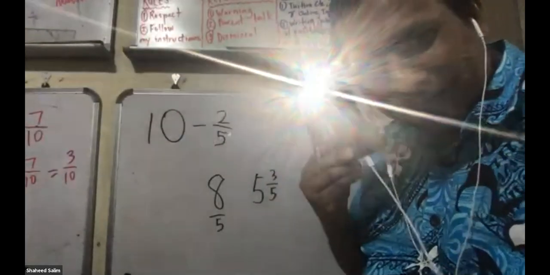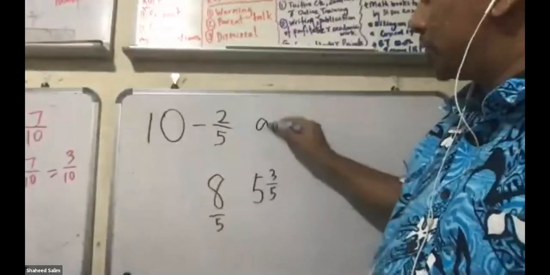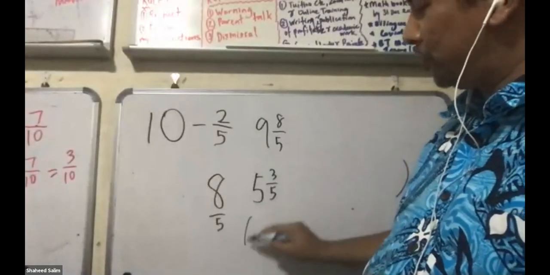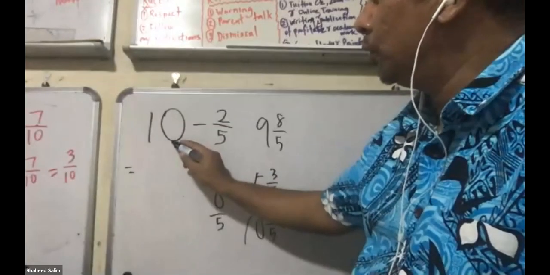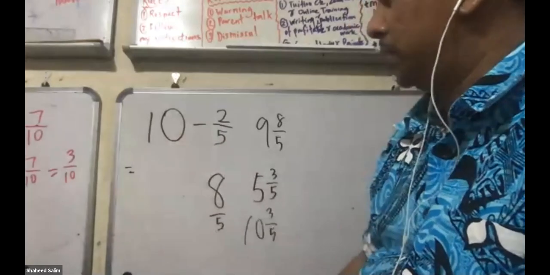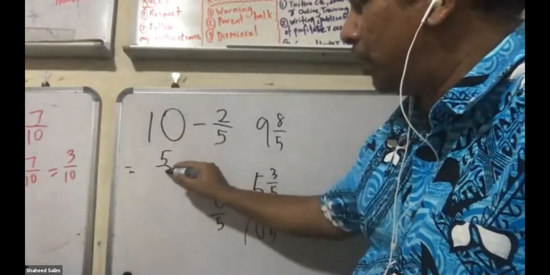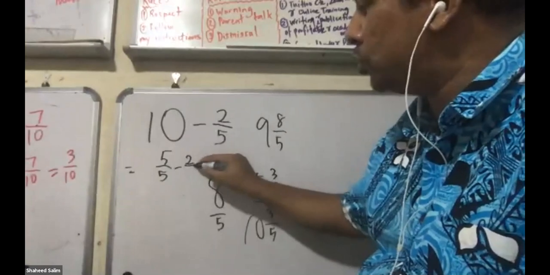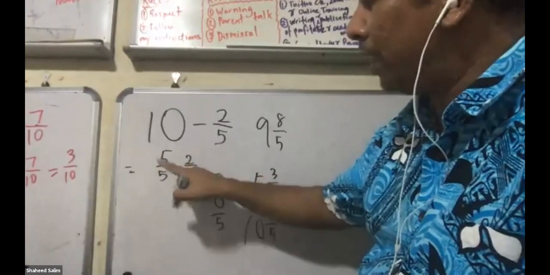9 whole 8 out of 5. Very close. 10 whole 3 out of 5. Let us see. First of all, you know that you got to borrow 1 from here. So you get 5 out of 5. Why do you need 5 out of 5? Because you can minus 2 out of 5. 5 out of 5 is 1 whole.